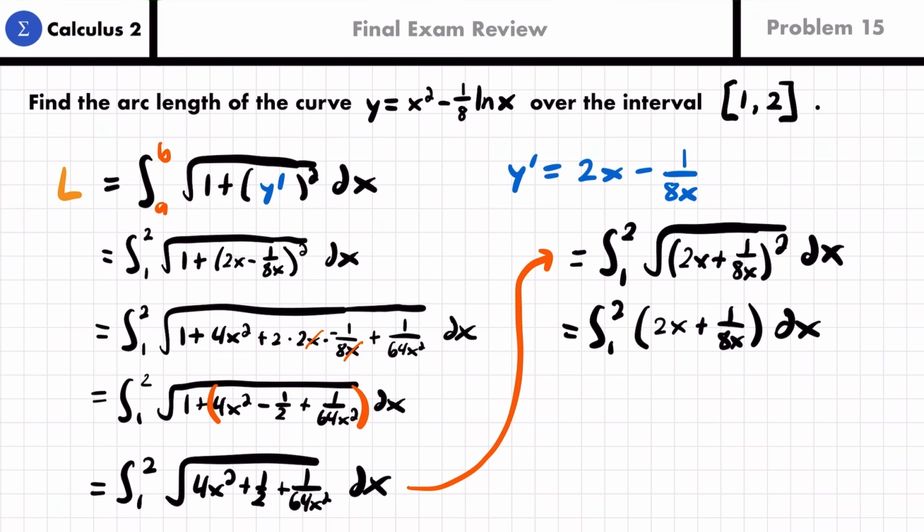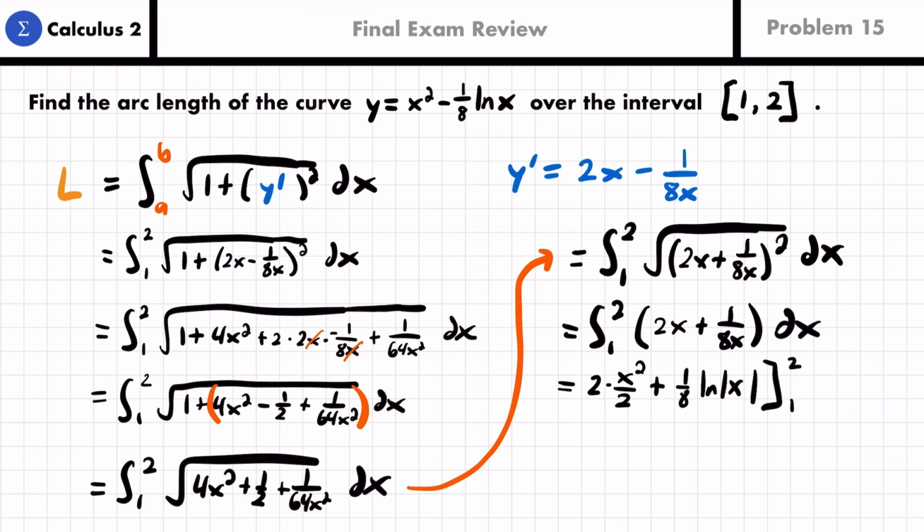Okay, and so now let's integrate each term. To integrate 2x, you want to add 1 to the exponent and then divide by that new exponent. So this will become x squared, and then dividing by 2, that will cancel out with this 2. So you will just get x squared, but I will write it out. We'll have 2 times x squared divided by 2, and then that will be added to the integral of 1 divided by 8x. And the integral of 1 divided by x is a natural log of the absolute value of x. So you'll get 1/8 multiplied by the natural log of the absolute value of x. And then that will be evaluated from 1 to 2.